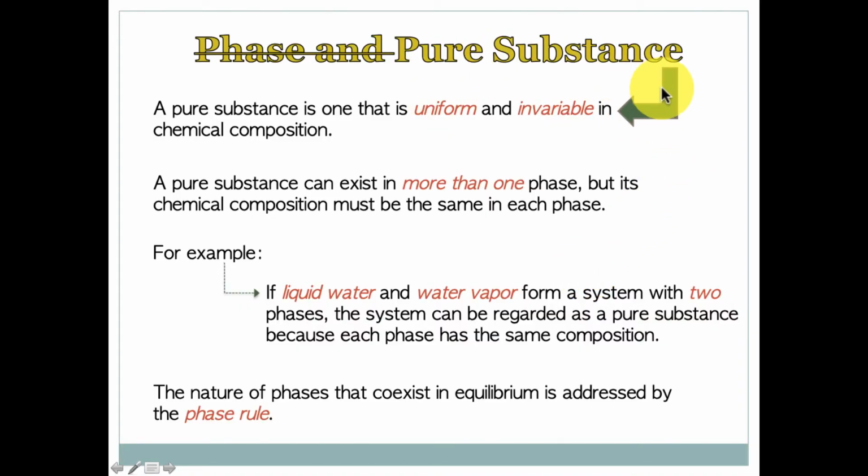Now, a pure substance is one that is uniform and invariable in chemical composition. A pure substance can exist in more than one phase, but its chemical composition must be the same in each phase. For instance, if liquid water and water vapor form a system with two phases, the system can be regarded as a pure substance because each phase has the same composition, which is water. The nature of phases that coexist in equilibrium is addressed by the phase rule.